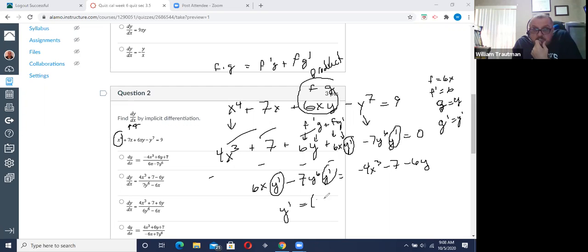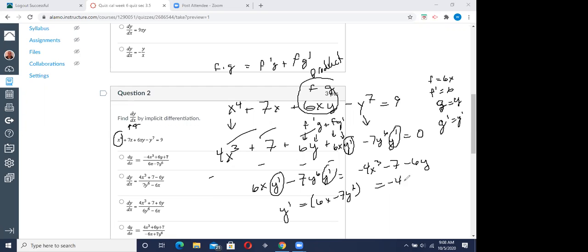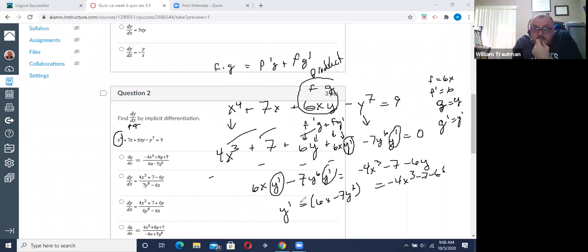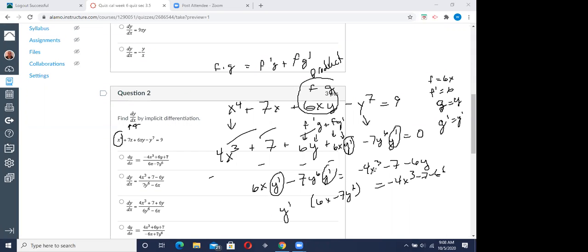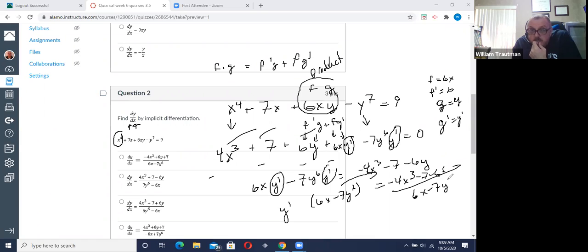And then we're left with 6x minus 7y6. And then, oh wait, this is just factoring out. That's not equals. We just factor that out. And then I just divide this over to the other side. What is that? y1 or y prime? And that should be our answer.